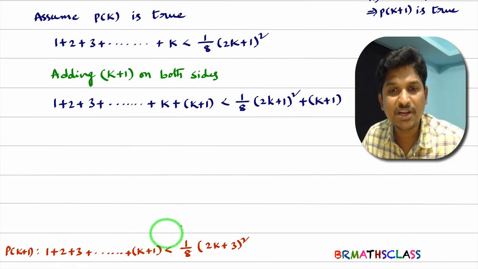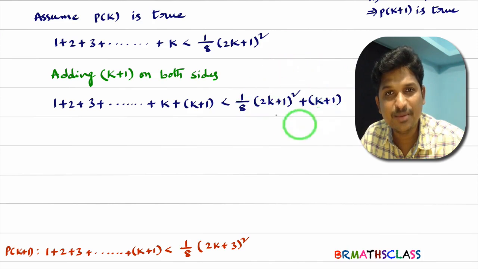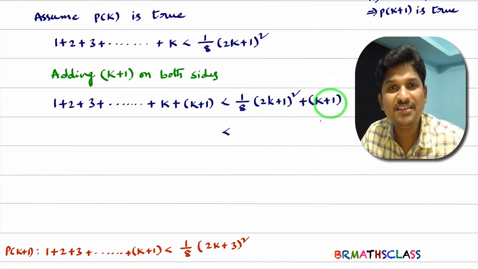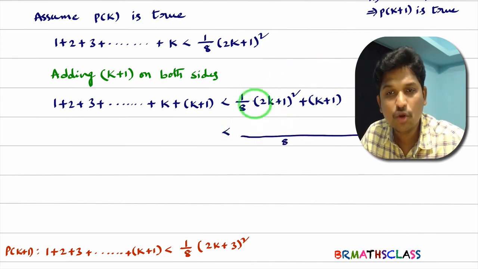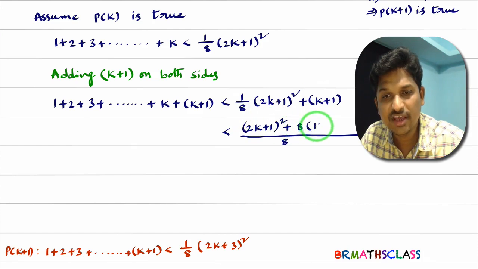The only thing I am trying here is the RHS of p of k plus 1. So I will start simplifying this right hand side part. What is the LCM here? The LCM is 8. What will you get in the numerator? In the numerator you will get (2k plus 1) whole square plus 8 into (k plus 1).